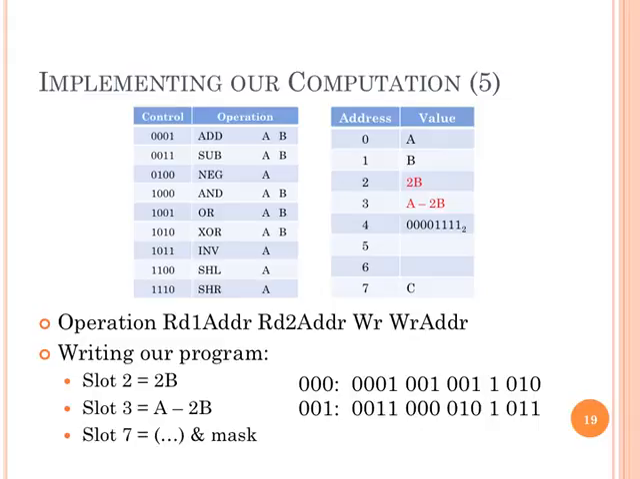And then slot 7 is going to be our slot 3 value ANDed with slot 4, and then we just store it into slot 7. So AND is 1000, so we have 1000 as our opcode, address 3, address 4, and address 7.